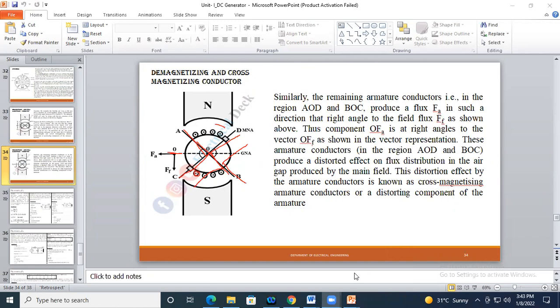Okay, so I think all of you understand this part, that is armature reaction: its effects, that is demagnetizing and cross magnetizing effect, which conductor produces the demagnetizing and which conductor produces the cross magnetizing effect. Also we have discussed the remedies to overcome the armature reaction. Is there any doubt in this point, that is the armature reaction point?